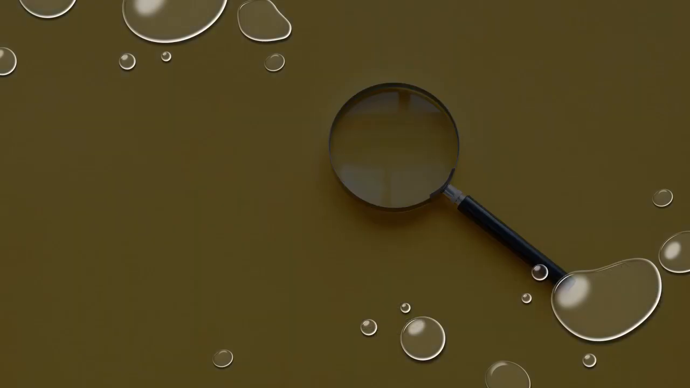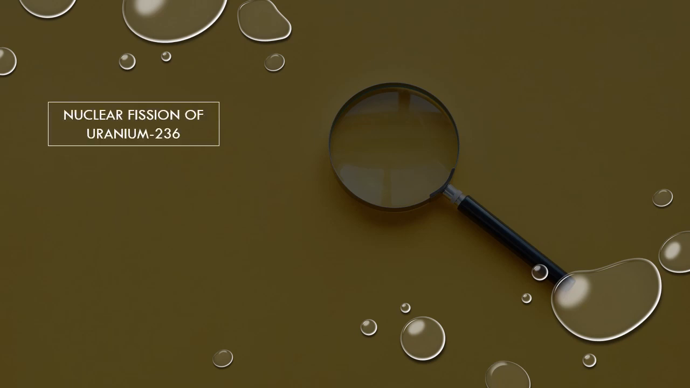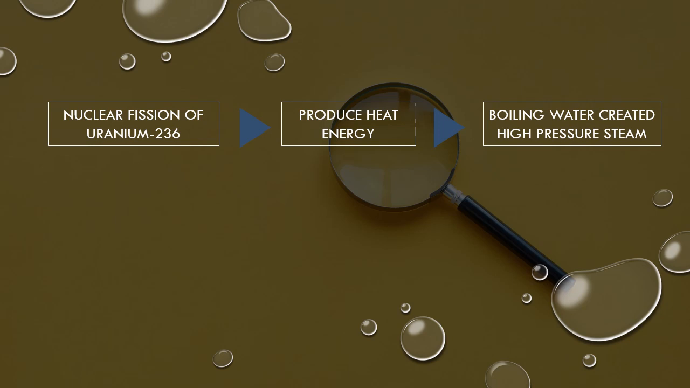To summarize this, nuclear fissions of uranium-235 and its chain reaction produce heat energy. Water is pumped into the reactor core to absorb the heat energy that is produced by the nuclear fissions. The boiling of water produces high pressure steam. This steam will be channeled to the turbine.